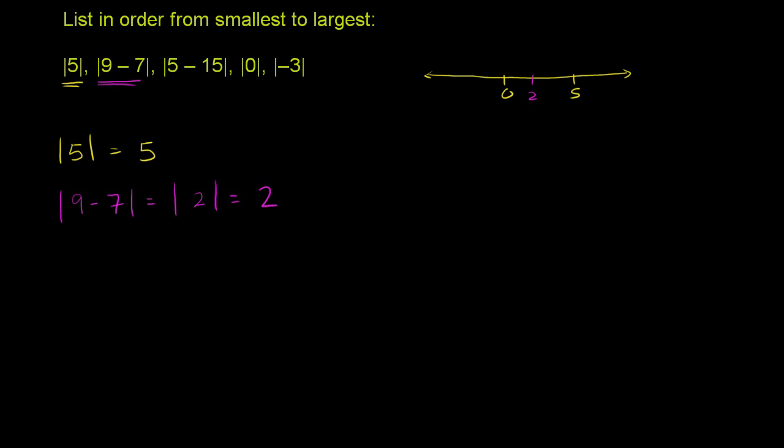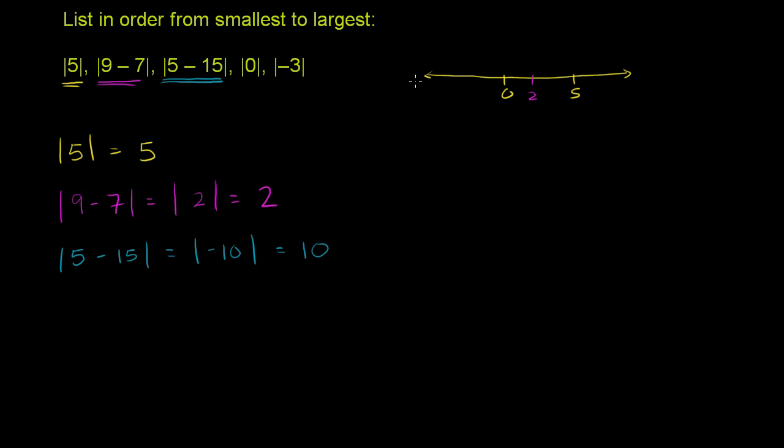Then we have the absolute value of 5 minus 15. Well, 5 minus 15 is negative 10. So it's the same thing as the absolute value of negative 10. Now, there's two ways you can think about it. If it's a negative number inside of the absolute value sign, it just becomes the positive version of it. So it just becomes 10.